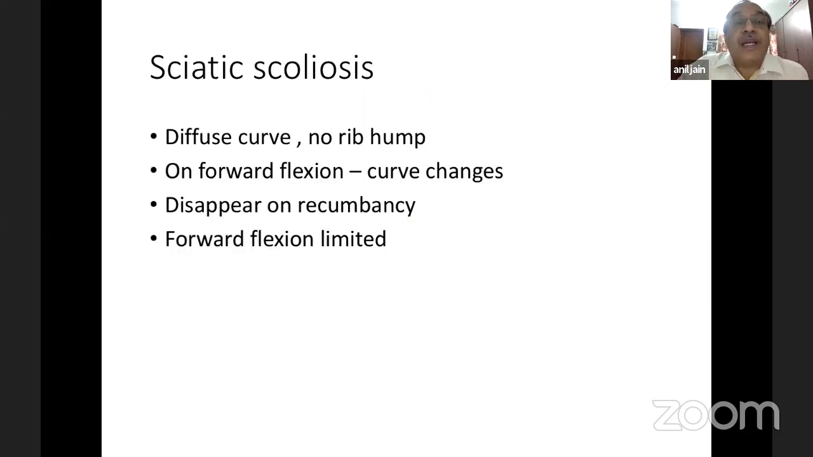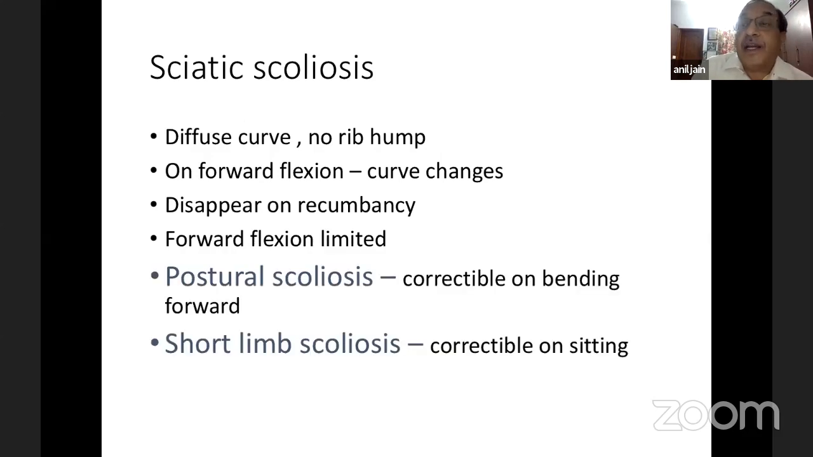While in scoliosis secondary to sciatica, a prolapsed disc, or any other hip pathology, they generally have a diffuse curve. There is no rib hump because there is no rotation of the vertebral body. On forward flexion the curve changes, and disappears on recumbency. In scoliosis secondary to hip pathology, if the flexion deformity or any abduction or adduction deformities are obliterated, or the patient is made to sit and lie down where the pelvis is square, then the scoliosis disappears. In a sciatic scoliosis, forward flexion is generally limited because it induces SLR, irritation of the nerve.